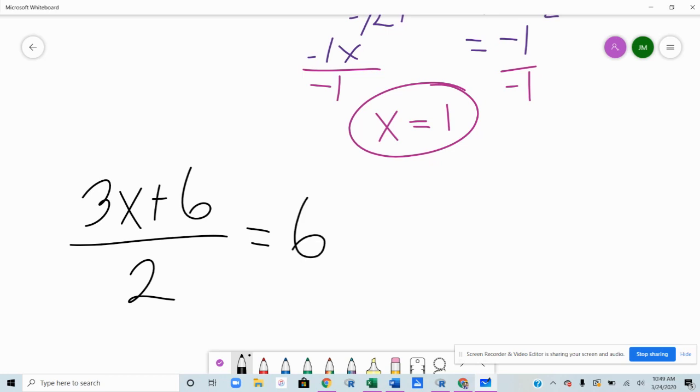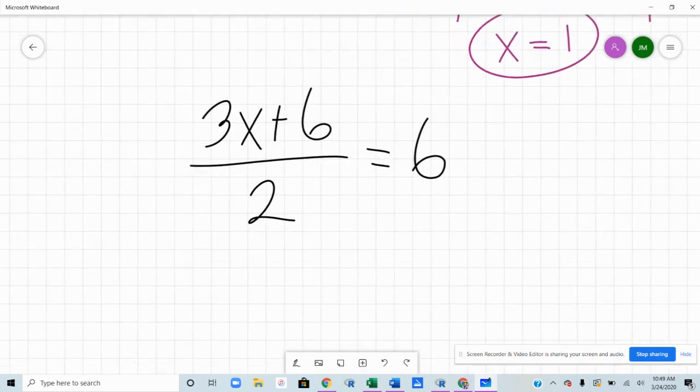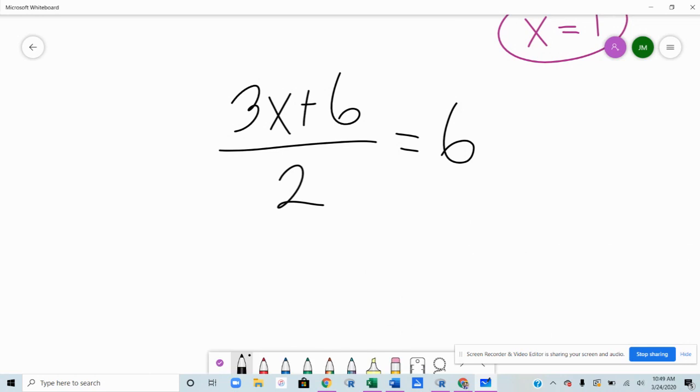Okay, so if we look at this example, it's a little bit different. You might see this in the IXL though, which is why I wanted to show this example. So we would start out with, if we have any distributing, which we don't have distributing. We would look for combining like terms, which we don't have any of those. We have 3x and we have a plus 6, and those are not like terms. We would move the variable to one side, which we don't have any variables to move since we only have the 3x on the left already.